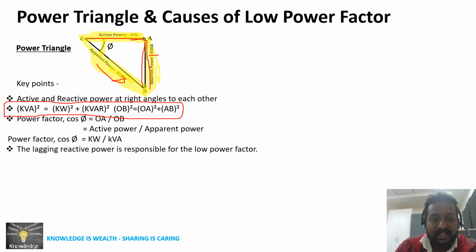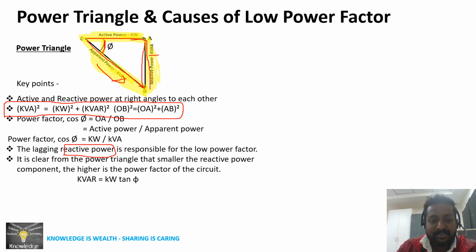So our phi depends on it, this phi is different. So the reactive component is the major reason for our low power factor or power factor variations. And it is clear from this triangle that the smaller the reactive power component, the higher the power factor will be. So then our KVAR calculation will be kilowatt into tan phi. This is also very important. In a future slide for calculation we may require this formula as well.